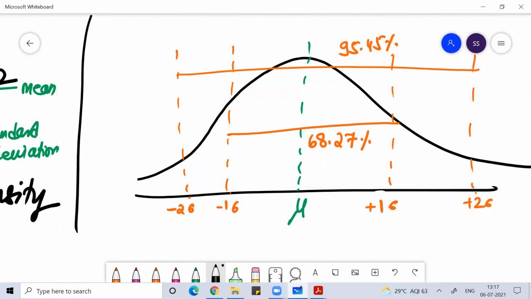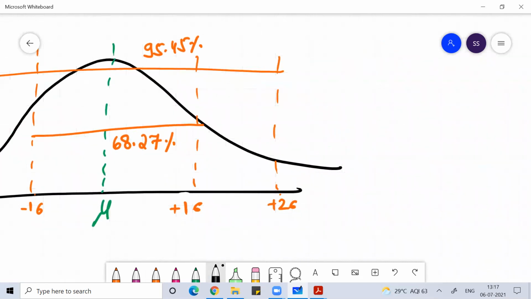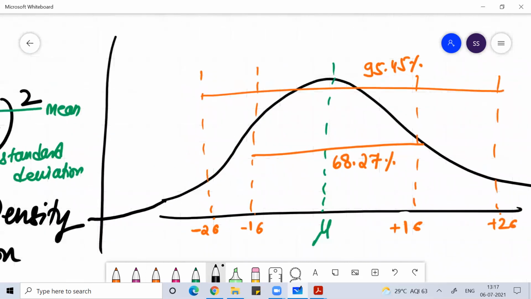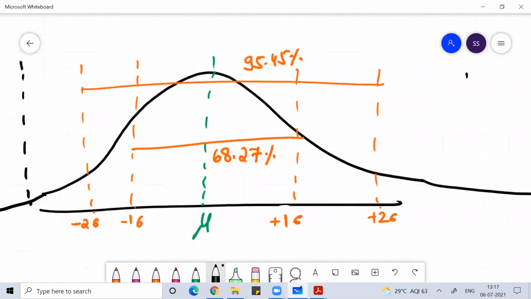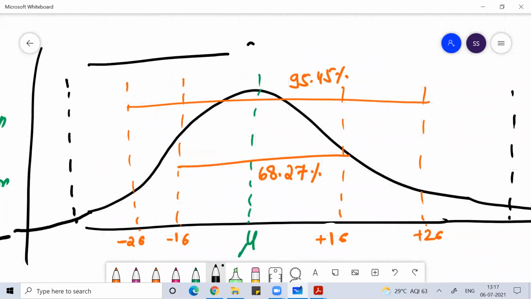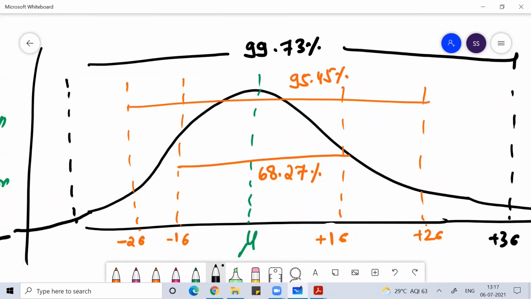The next thing is that if you see this curve, it will never touch the x-axis. It goes like this. Although it never touches the x-axis, generally we believe that around 99.73% of data will lie within plus or minus three standard deviations.